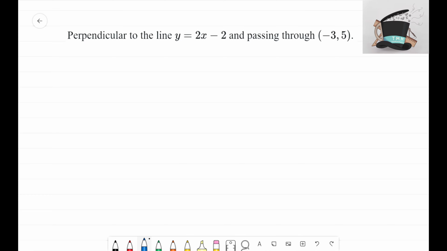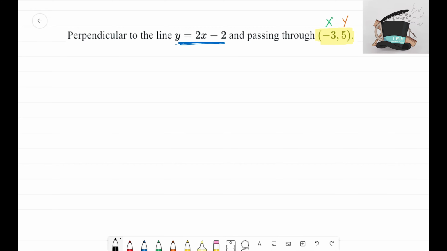I'd like for us to talk about how to find an equation of a line that's perpendicular to another line. The question says we want to come up with a line that is perpendicular to the line y = 2x - 2, and it also needs to pass through the point (-3, 5). With that point, I know that -3 is an x value and 5 is a y value, and we're going to use that information later on to get the final pieces of our equation.